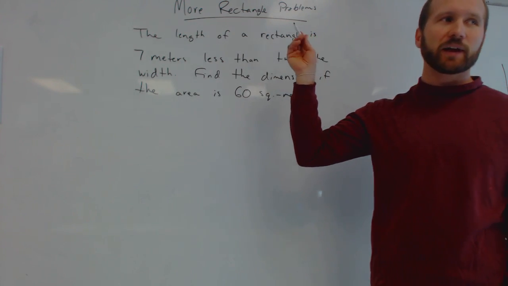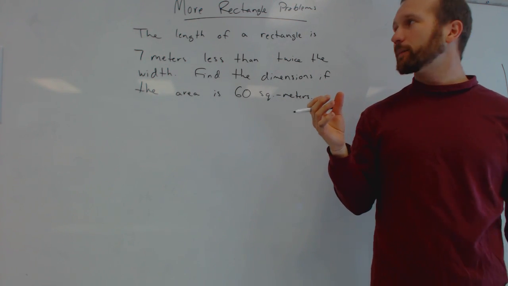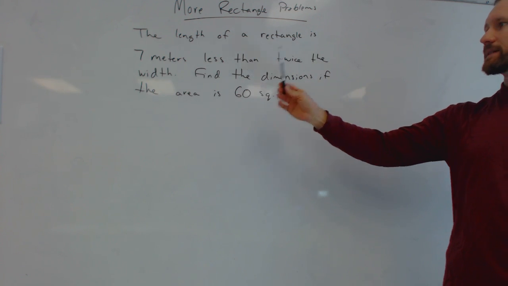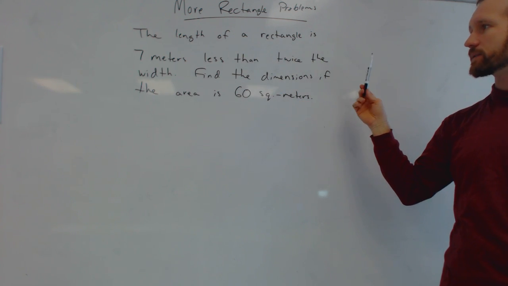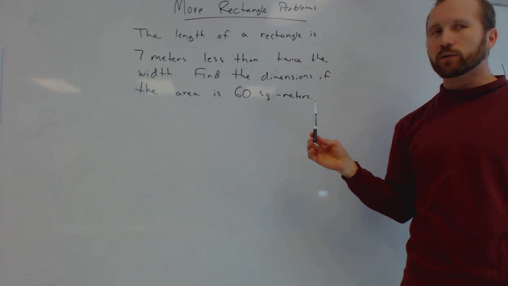Rectangle word problems. So again, quadratic word problems. We're going to look at some rectangles today that are a little bit more complicated. This one says, the length of a rectangle is 7 meters less than twice the width. Find the dimensions. The area is 60 square meters.